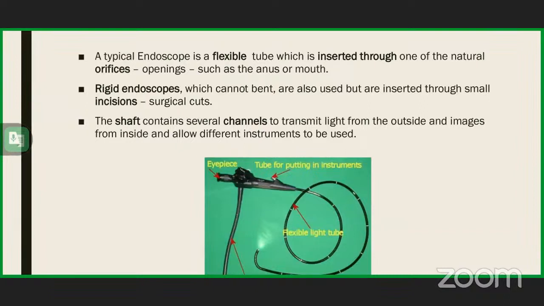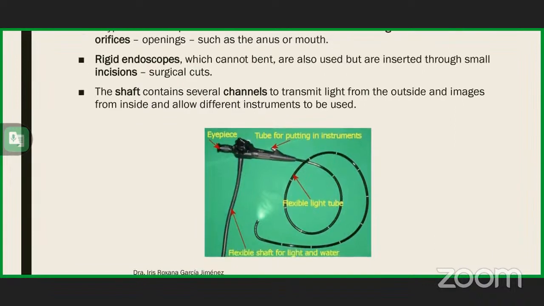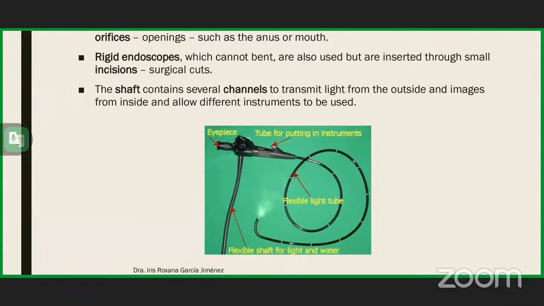As you can see, everything is clear with this situation, and we have in this picture how it works. We have the eyepiece, we have the tube for putting the instruments, and we have the flexible light tube with glass fiber in order to realize the light. Now we have the flexible shaft for light and water, of course, two different channels, different chambers for working properly with this device.